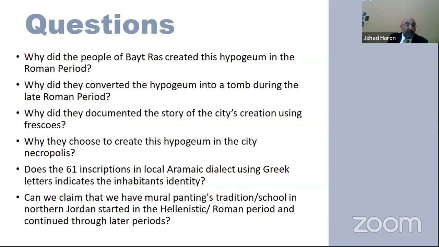Can we claim that a mural paintings tradition school has emerged in northern Jordan, started in the late Hellenistic and Roman periods, and continued through later periods? Can we say that? Of course, I don't have answers for such questions. I have some speculations. I have some ideas. Of course, as a team we have some ideas, some speculations, some answers, but we will not release them until we can finish the excavations and all the analysis needed after the excavations.